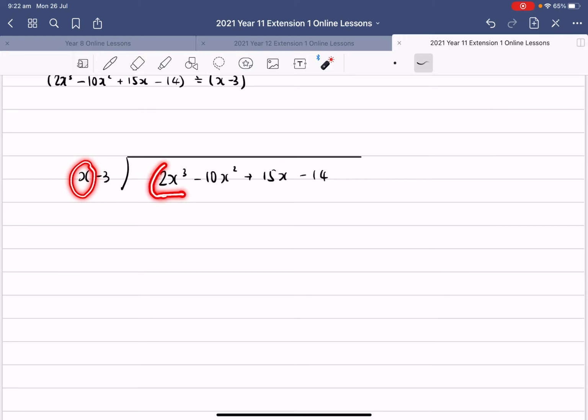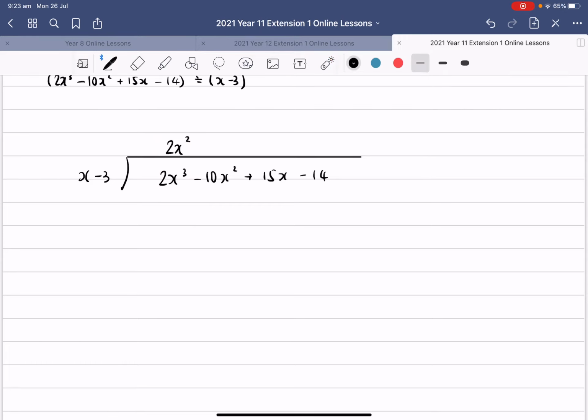What you need to do is divide this term by x. Okay, so divide 2x to the power 3 by x. And that becomes 2x to the power of 2. That's pretty easy, not hard at all, okay? So that gives us 2x to the power of 2. And you write it directly above the term. Do not write here, okay? Do not write in the middle, write above the term here. So remember the alignment is really important when it comes to long division, okay?